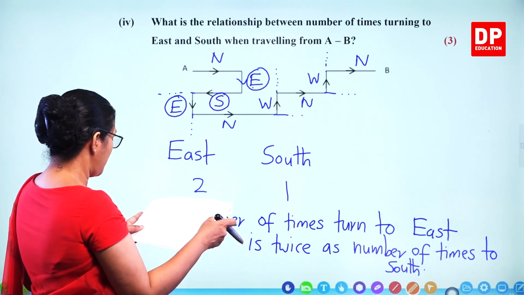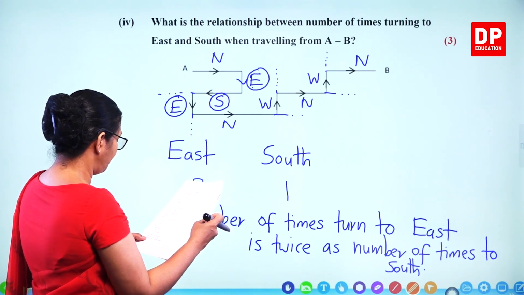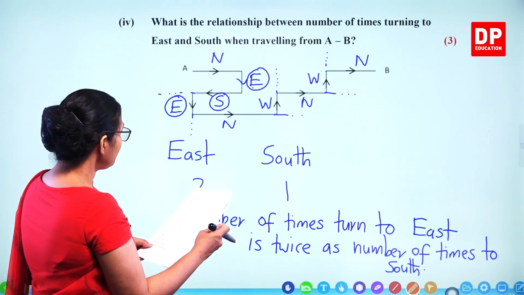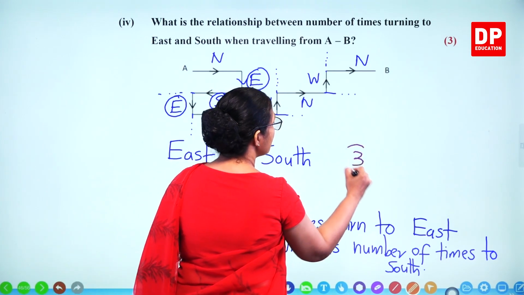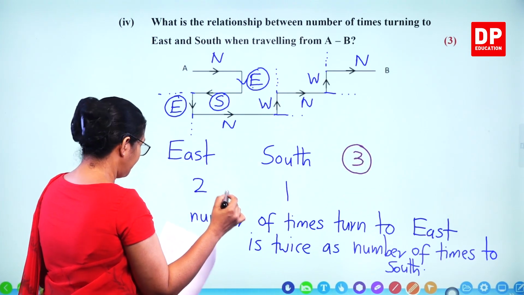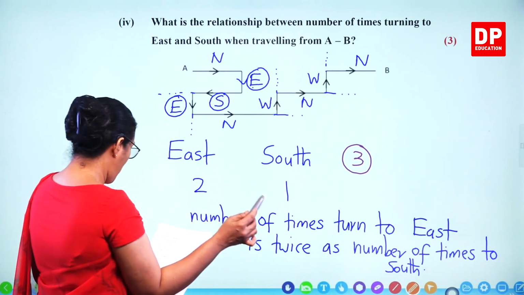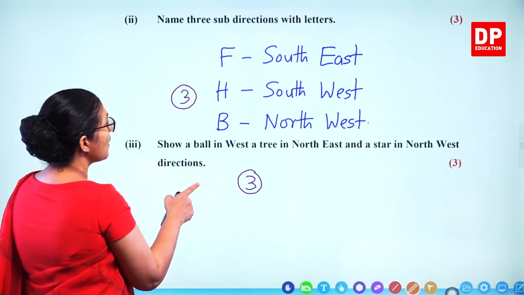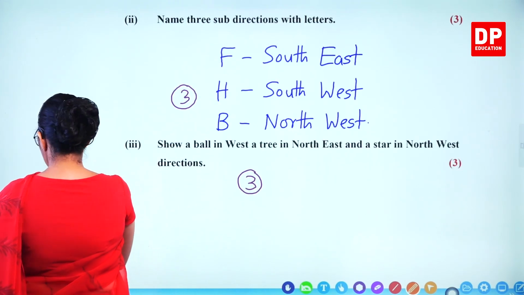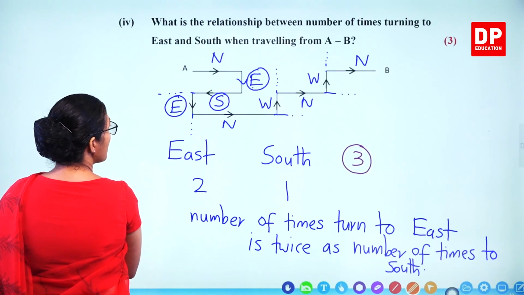So you get 3 marks. So that's correct. So 3 marks. So let's see how many marks we gave. 3, 6, 9 plus 3, 12. So we gave 12 marks.